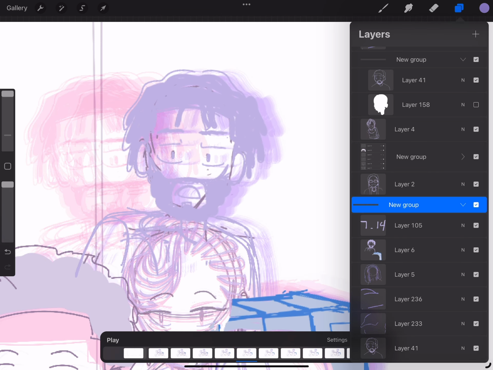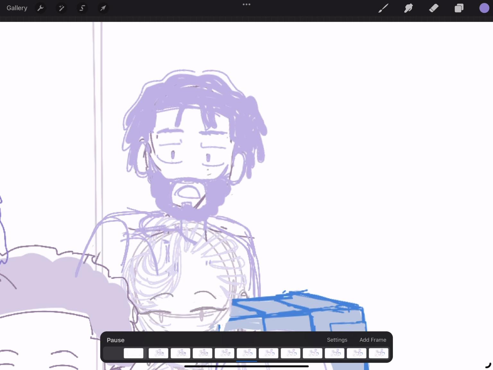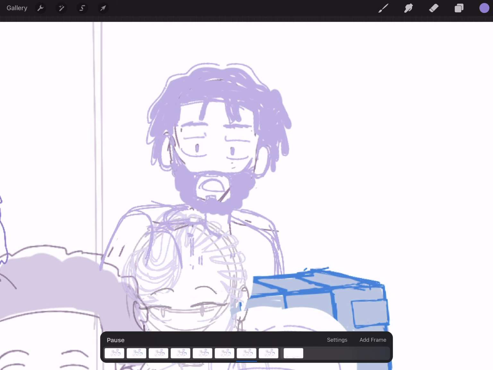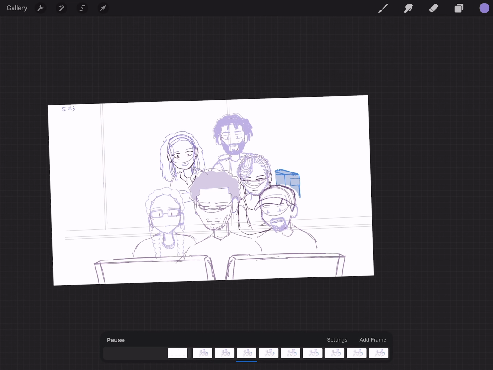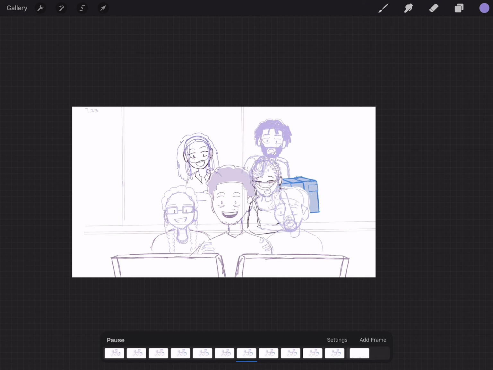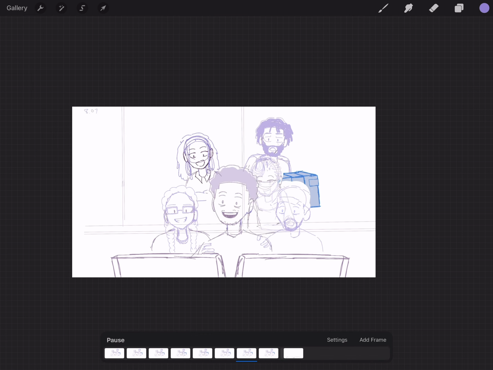So this is me flipping through the frames. Let's see. Okay. Yeah, see? The movement is okay, but that little glide, he shouldn't be gliding into place. That's not the goal there. So that's what I'm going to have to correct here.